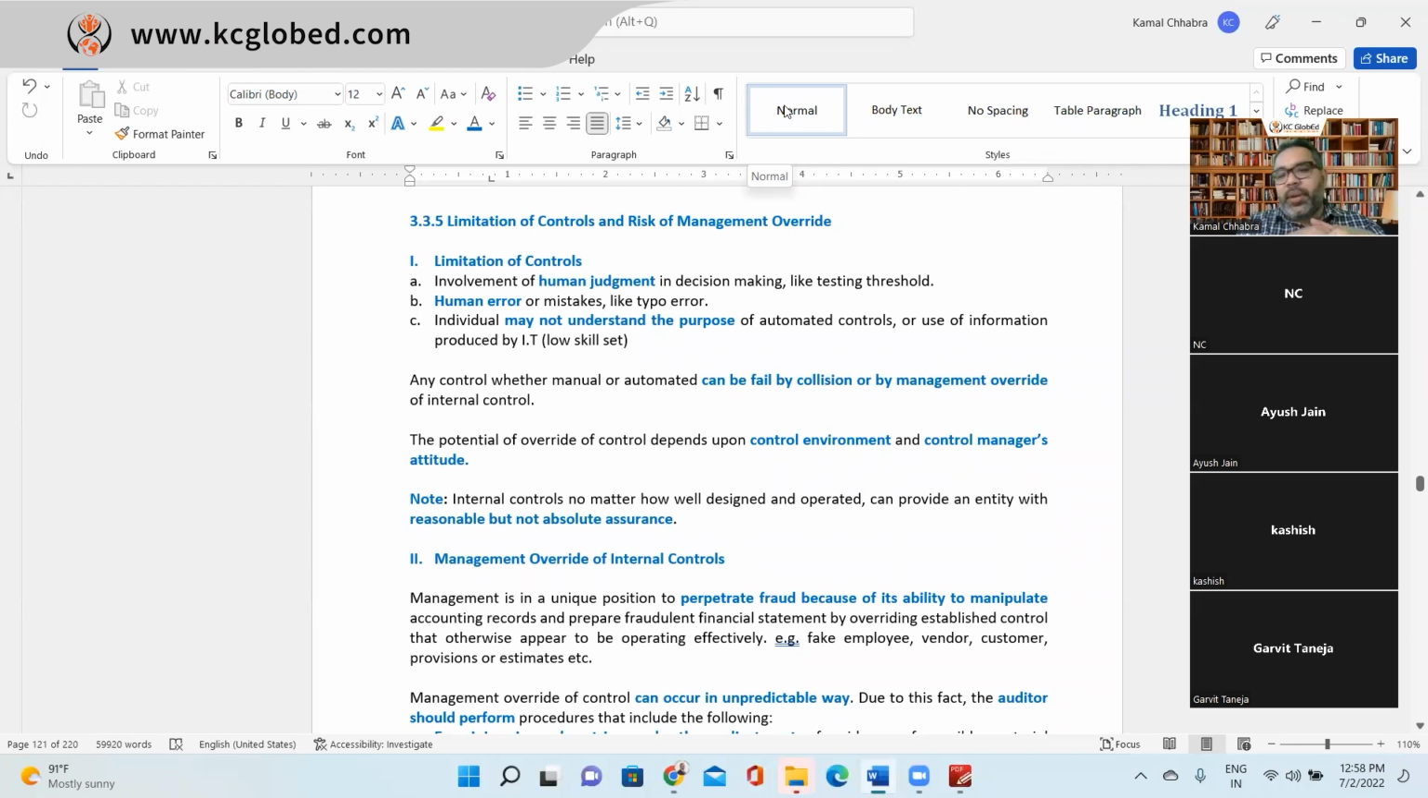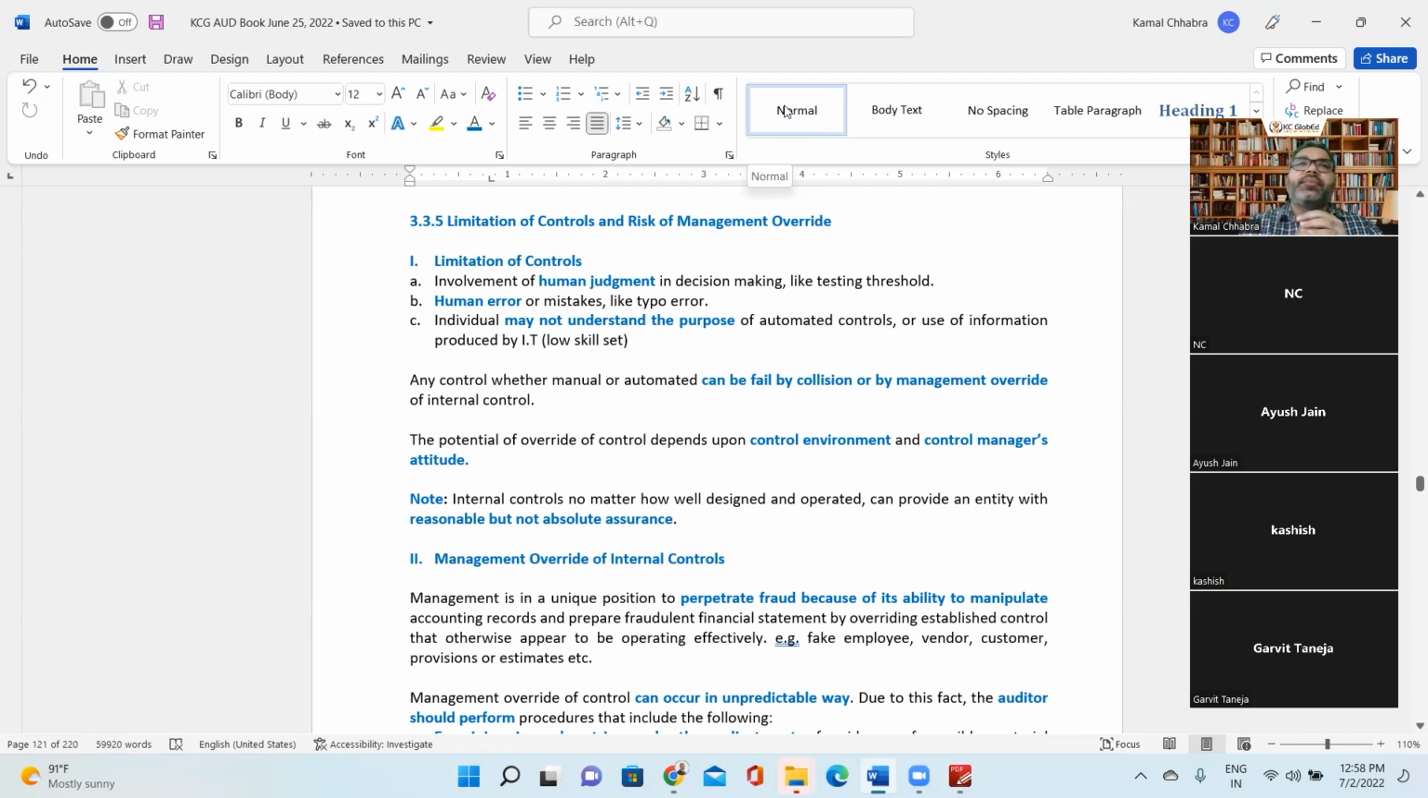Any control, whether manual or automated, can be defeated by collusion. What is collusion? Any idea? Like when two or more people get together and plot something or plan something. Yeah, that's collusion. Yes, absolutely true.